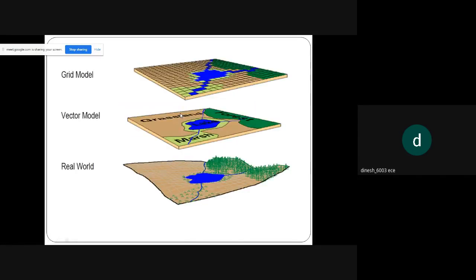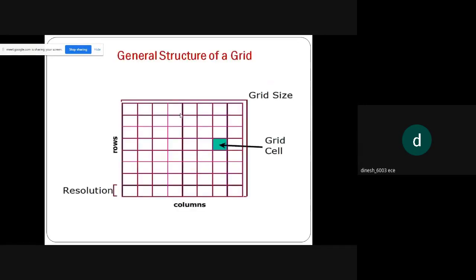So this was shown in your video, the real world, the vector model and the grid model. So let us see what is present in the grid model. The grid model consists of rows and columns, each having a resolution of its own, and each box is called a grid cell.